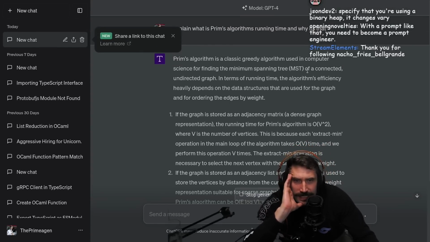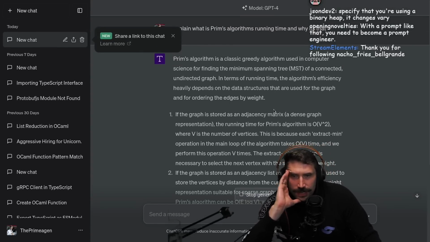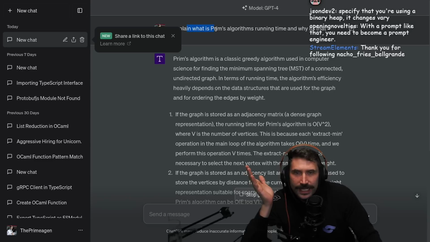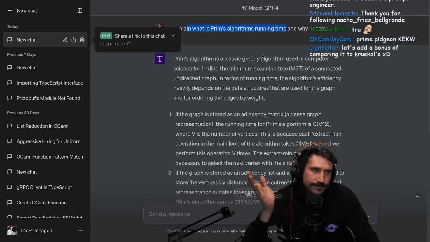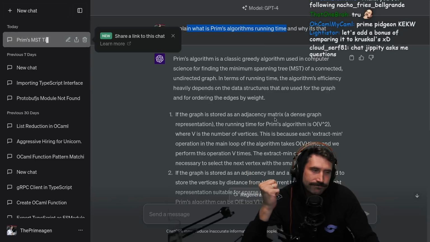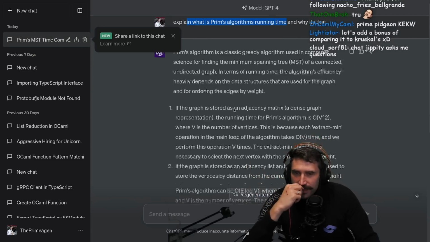Prim's algorithm is a classic greedy algorithm used in computer science for blah, blah. Okay, I didn't ask that. Notice that I asked what is Prim's algorithm's running time. Did I just get chippitied here?